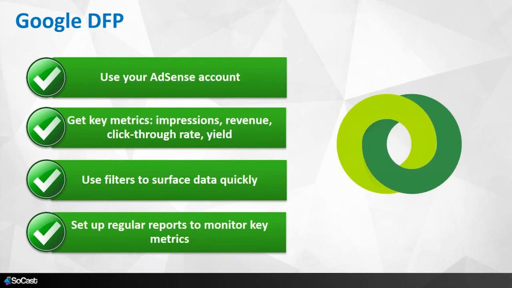Another very important tool to have is Google DFP, and there are other ad servers out there that will provide you similar type of metrics and analytics. With the Google DFP dashboard, you'll be able to get key metrics like ad impressions, revenue, click-through rate, and ultimately yield. You can also use filters to surface your data quickly, look at it by client or campaign, and you can also set up regular reports in Google DFP to monitor your key ad metrics and use these as part of your monthly reporting for both your sales team and for your ad partners.